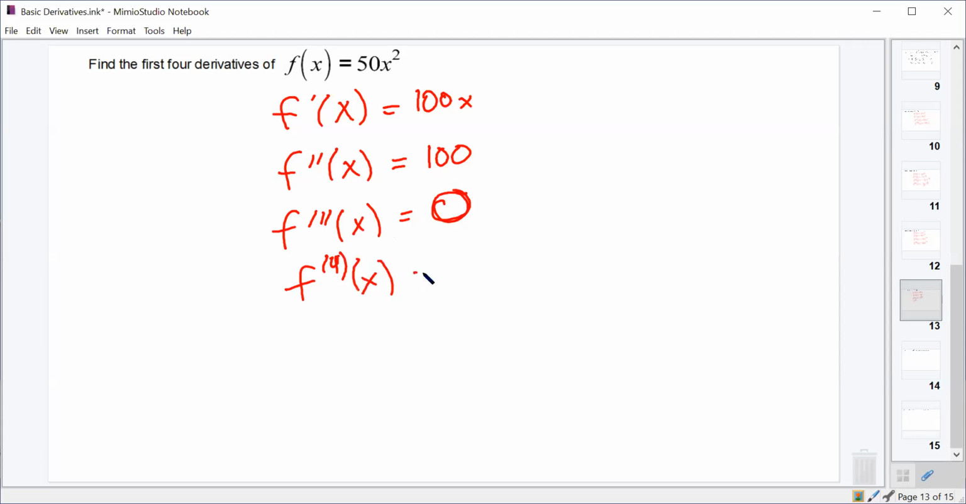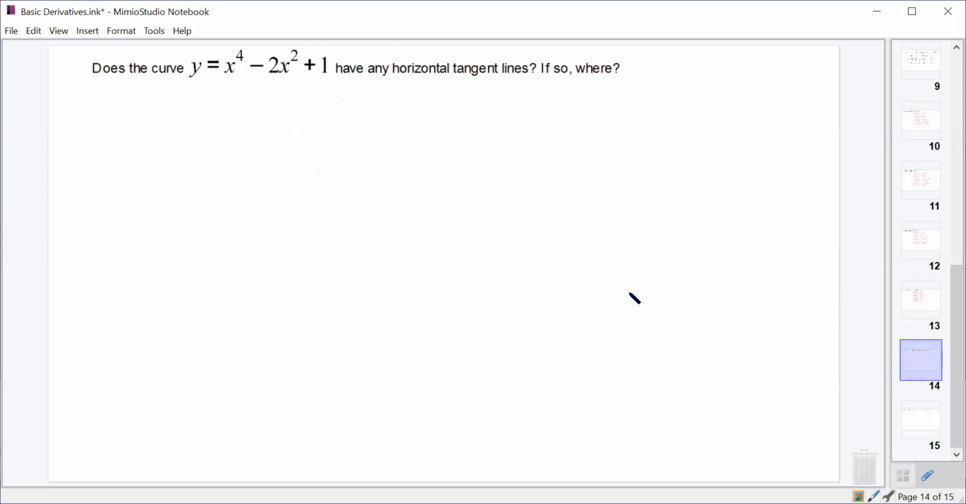Still 0, right? 0 is still a constant, so the derivative of 0 is 0. If I want to take a 5th, the 6th, the 7th, the 100th derivative of this, we know that it's just going to continue to be 0 the rest of the time. Good? All right. Cool. So let's do a couple of basic applications here now.